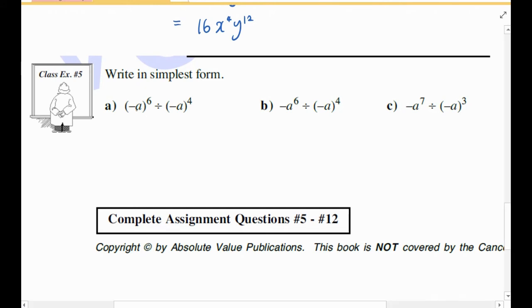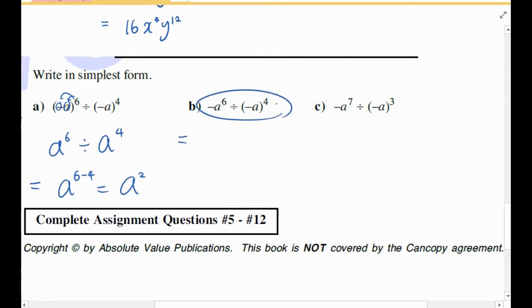Let's do it together. Negative a to the power of 6. So 6 is the exponent, and you have 2 items. Negative sign will be repeated 6 times. It becomes positive. So it is a to the power of 6 divided by, here, negative repeated 4 times. Becomes positive, a to the power of 4. Then a, 6 minus 4, a squared.